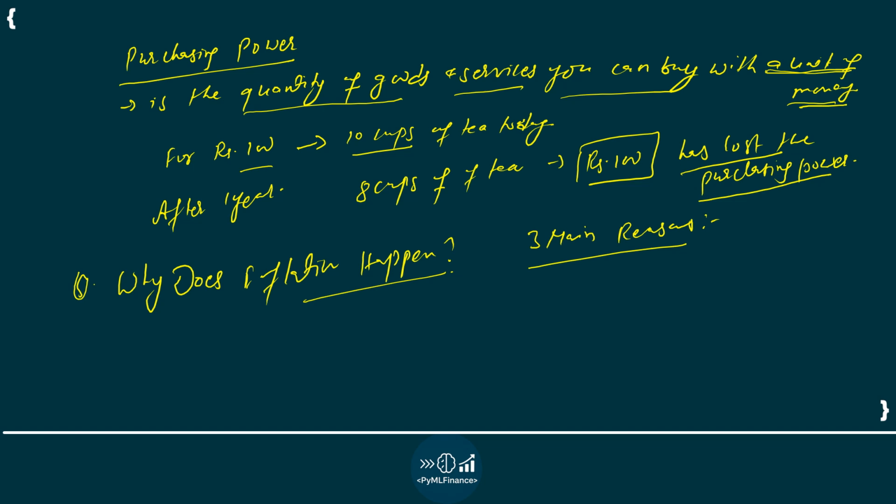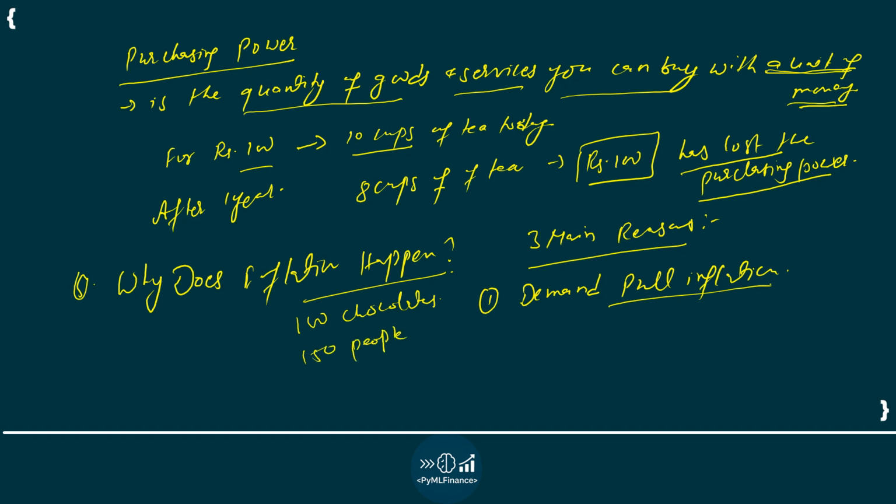Okay, the very first one is demand pull inflation. This simply means there are more people who want to buy the same goods than the quantity of that particular good available. For example, let's say there are 100 chocolates available in a shop, but there are 150 people standing in queue to buy the chocolates.